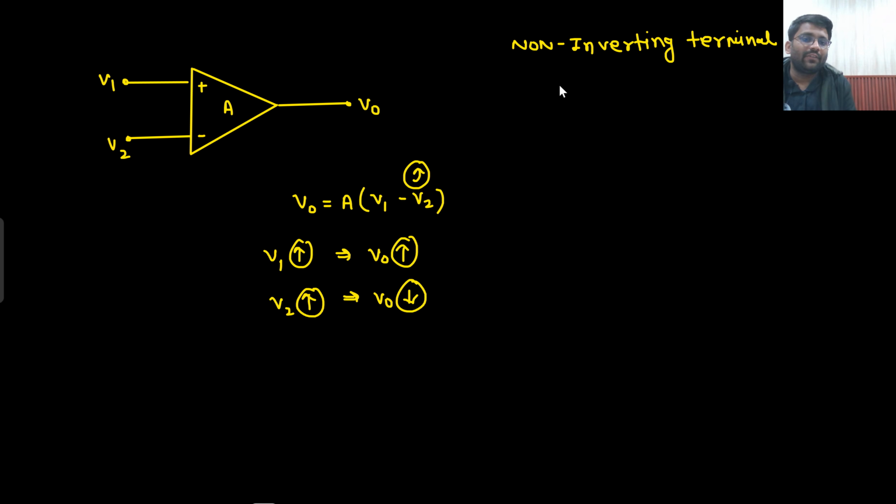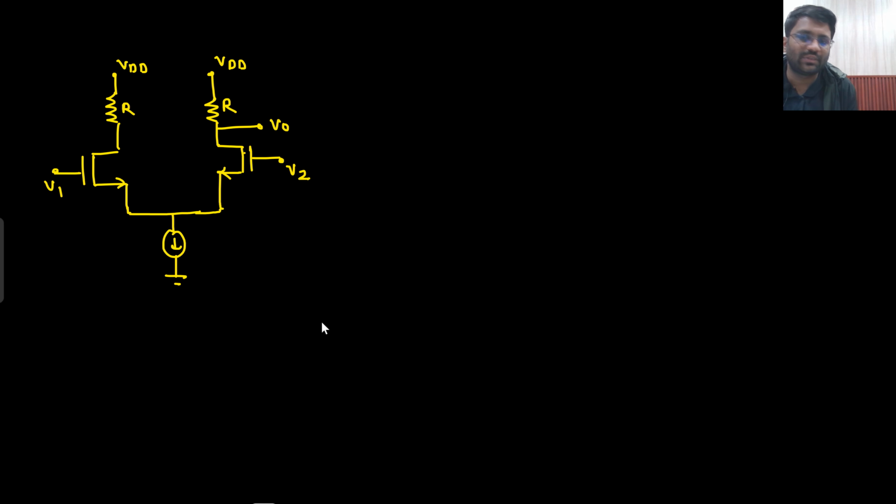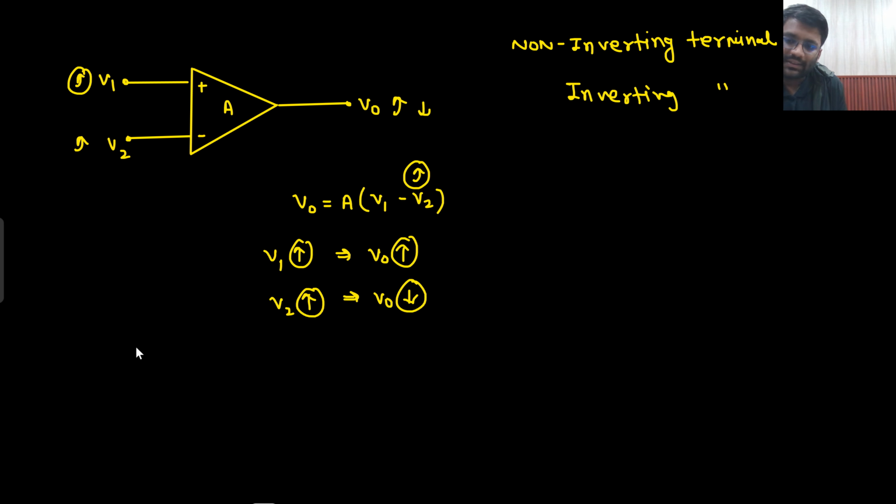So if the non-inverting terminal increases, V0 increases. And if the inverting terminal increases, then V0 decreases. So if this increases, V0 increases. And if this increases, then V0 decreases. Is that clear to you? Very simple thing. Now let's go to this particular circuitry. And before going to it, do you know all these things?